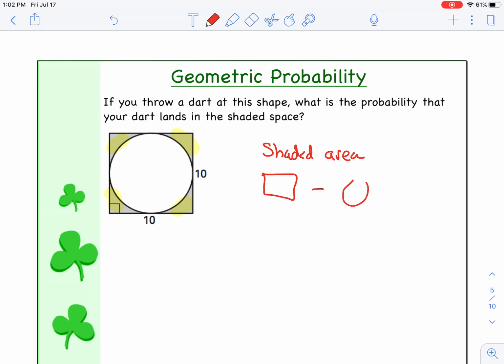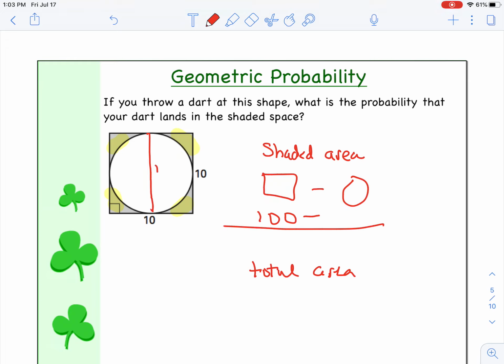So in order to get this shaded space right here, for the shaded area, we're going to have to take the area of the square and subtract the area of the circle. That's how we're going to find the shaded space. And then we're going to divide that by the total area.